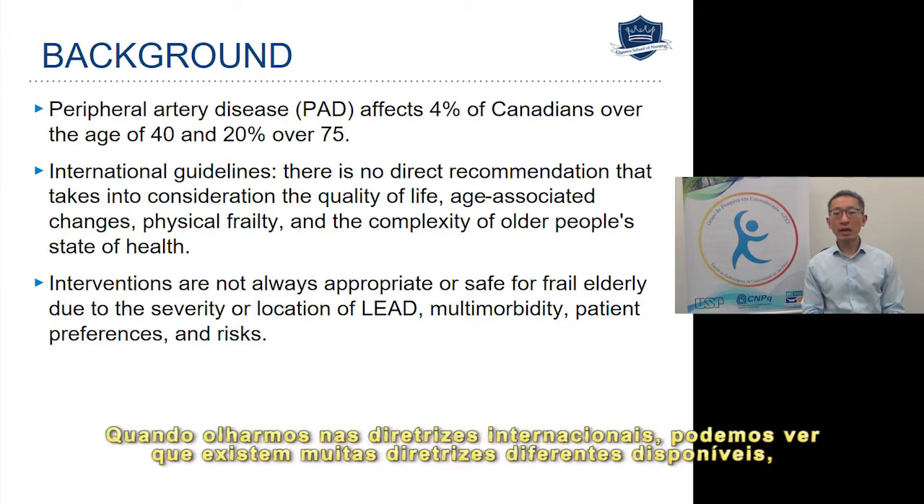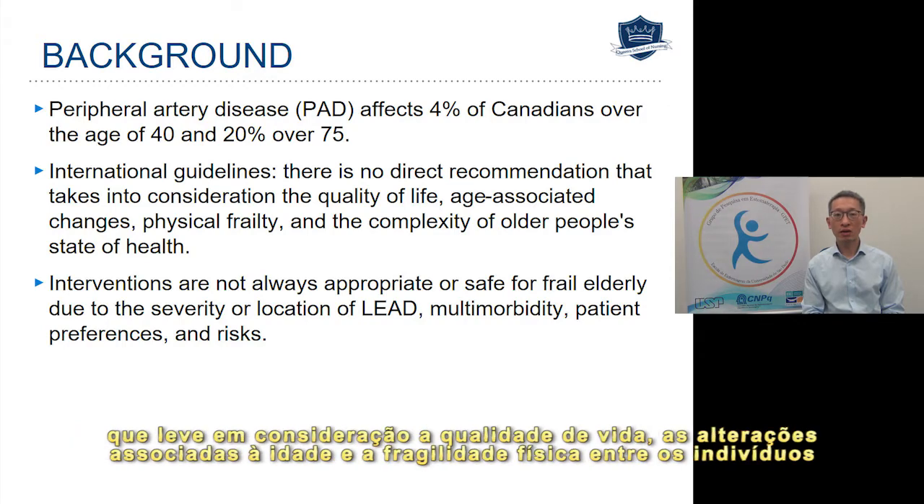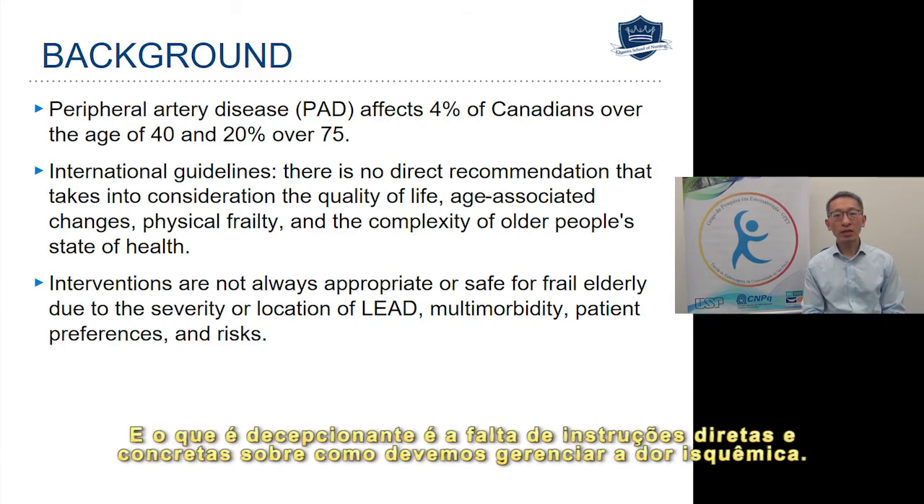And when you look at the international guidelines, in fact, there are many different guidelines available to us, published, indicating the best way to manage arterial disease or peripheral vascular disease. But there's no real direct recommendation that takes into account the quality of life, age-associated changes, and physical frailty among individuals. And what we're actually quite disappointed by is the lack of direct and concrete suggestions and instructions on how we should be managing ischemic pain as well.